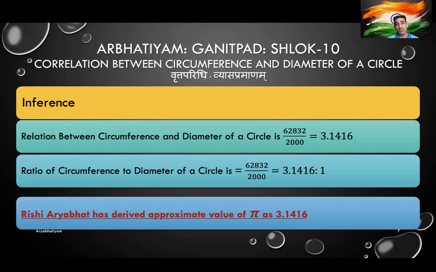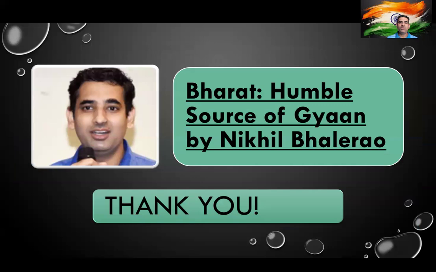The ratio of the circumference to the diameter of a circle is 3.1416 to 1, which also infers that if the diameter of the circle is 1 unit, then the circumference of the same circle would be 3.1416 units. And here our great Rishi Aryabhat has derived the approximate value of pi as 3.1416. This derivation of pi is so crucial, but at the same time, we should appreciate not just his knowledge, but his humbleness also, that even after achieving this perfect figure, he's still saying that it's an approximate value.